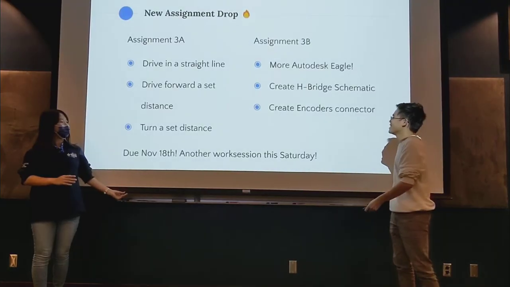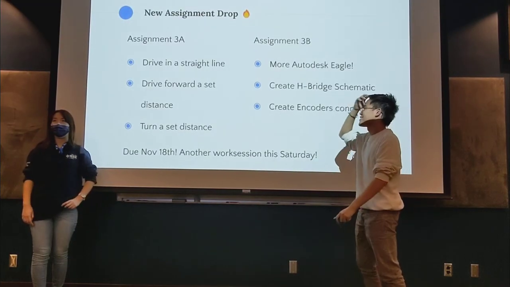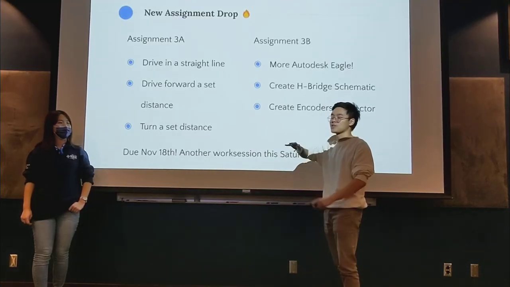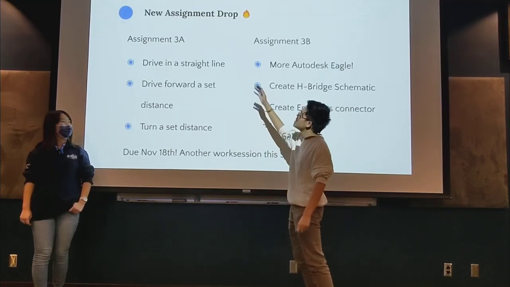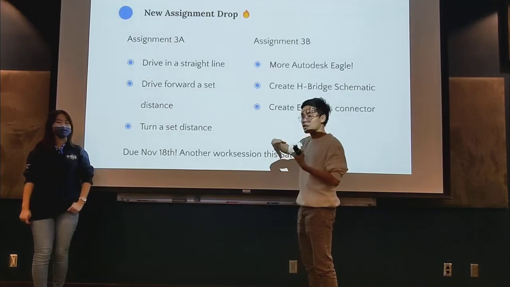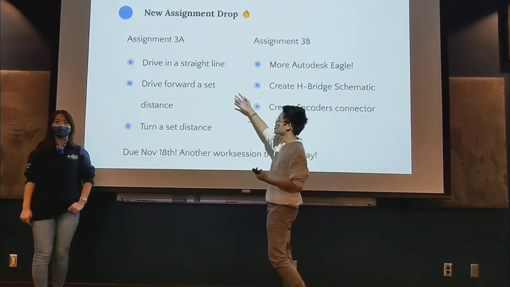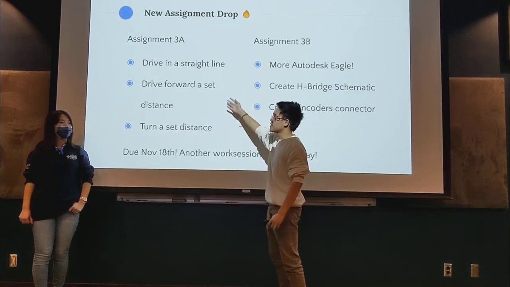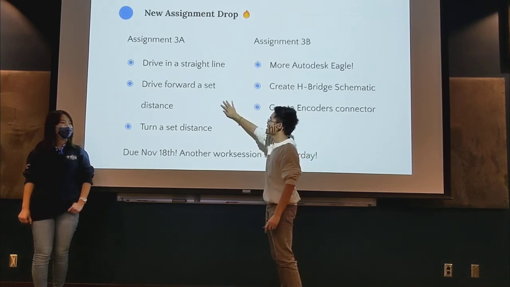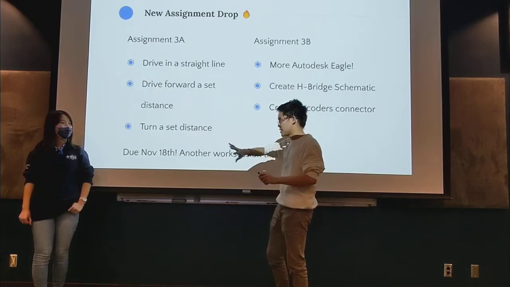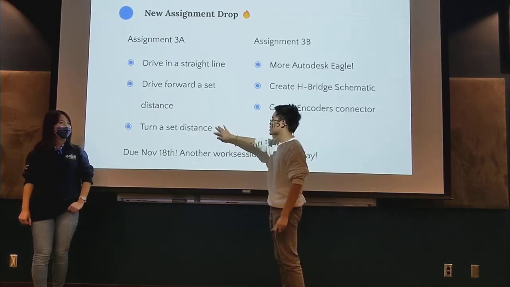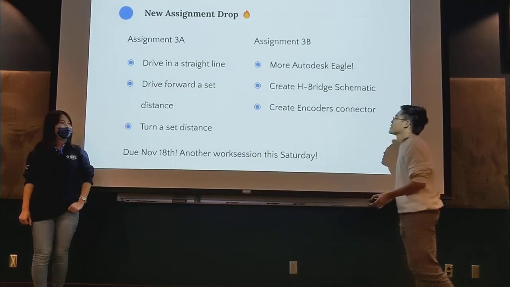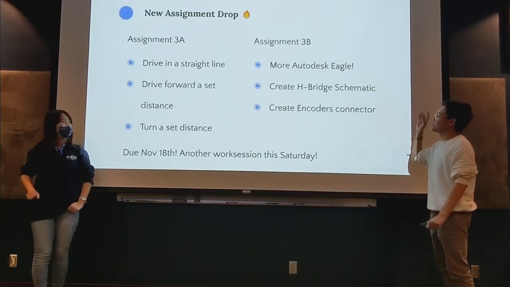What we were talking about earlier, assignment 3A. Remember those are the team assignments, only one person per team needs to submit that. It's basically setting up all of the equations we've been talking about, the proportional and derivative controllers. Goal number 1, just drive in a straight line, then we'll learn how to set up the distance controller to drive a set distance, and finishing off with our angle controller, turning a set angle.